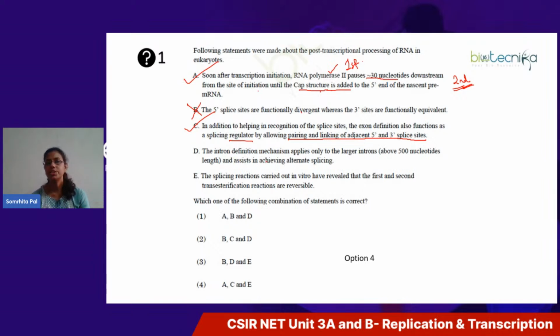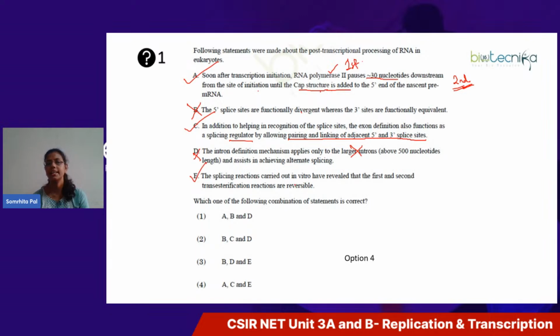The intron definition mechanism applies only to the larger introns. No, introns are the non-coding sections. So whether it is a smaller one, less than 500 nucleotides, or greater than 500 nucleotides doesn't matter. It is a non-coding sequence present within the coding regions, right? So therefore, this statement is wrong. D is wrong, and E is right.